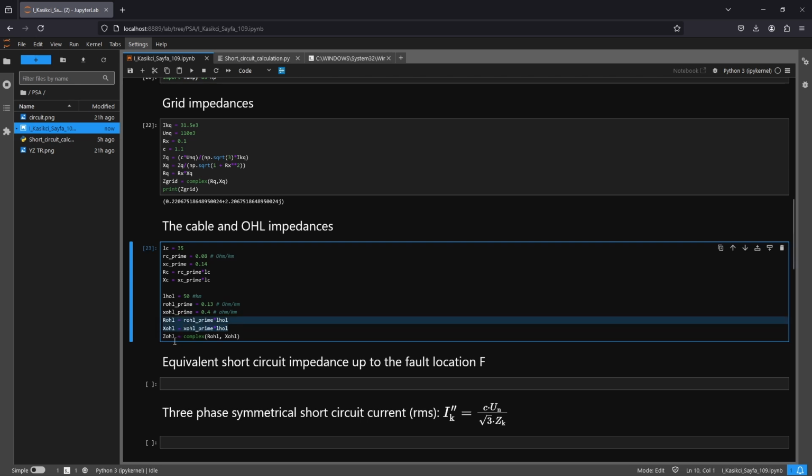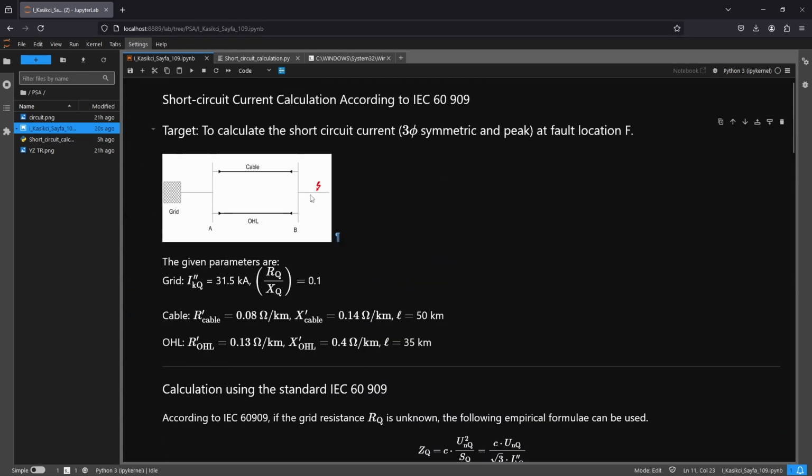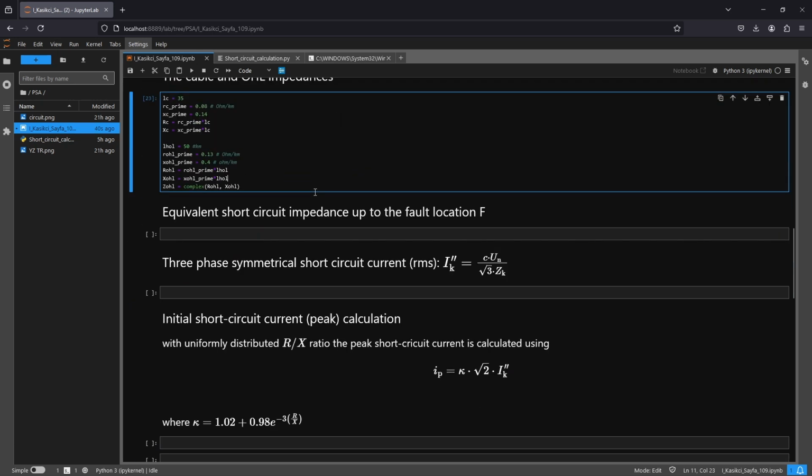We can calculate the complex impedance of the overhead line as well if we needed to, but I'll leave it as it is now. The next step is to calculate the equivalent impedance up to the point F. That means we need to consider the grid impedances, the parallel connection of these two impedances, and then we can finally calculate the short circuit current at point F.